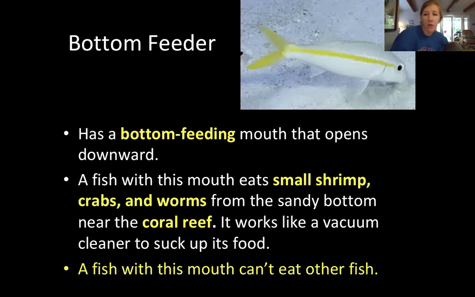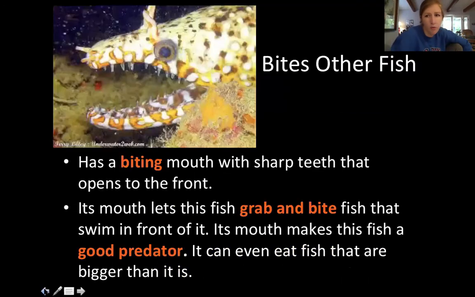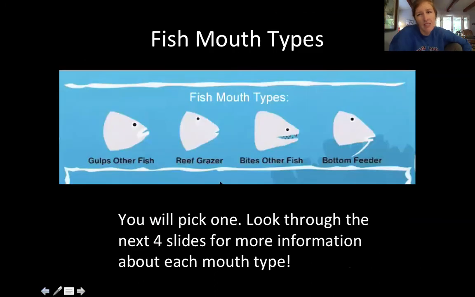Okay, so when thinking about which mouth to pick, you want it to go with your body. So if you wanted the pancake or noodle body that live in the coral reef, you probably would do well with a reef grazer. Or even, you know, the noodle body jumps out and grabs things. So maybe the mouth that bites other fish. Even the bottom feeder, maybe for the pancake body.